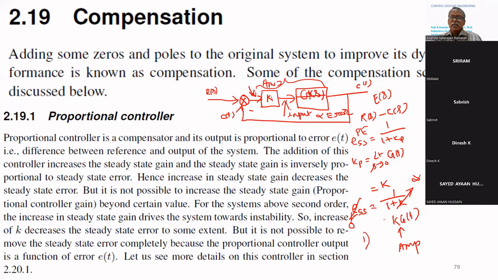Therefore, even if we have a proportional compensator, it's not possible to remove steady state error, because it's not possible to make gain equal to infinity. If we make it infinity, then only for a type 0 system will the error become 0. That's why it is not possible to remove steady state error by simply using that gain. But we can reduce the steady state error. As K increases, the steady state error decreases.